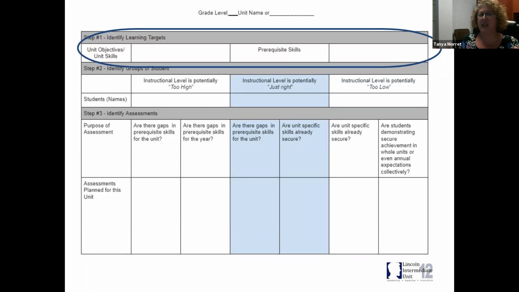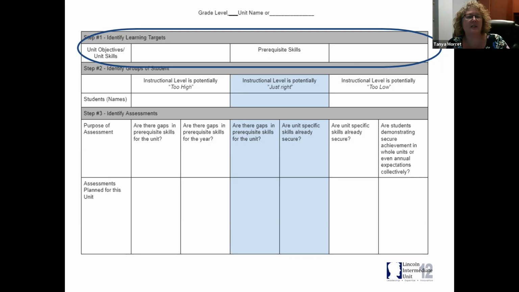We still need to check in to see where they are in relation to the specific unit objectives or prerequisite skills that they're going to need to be successful. So I've given you some examples in the handout folder. I've given you an elementary math example and a middle school history example.